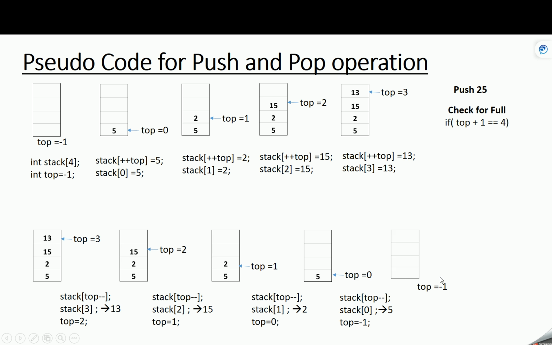If we want to remove one more time, if we say pop, meaning try removing one more time, at this time there is an error, because the stack is already empty. So we should check for the condition saying if top equal to -1. So -1 indicates the stack is empty.